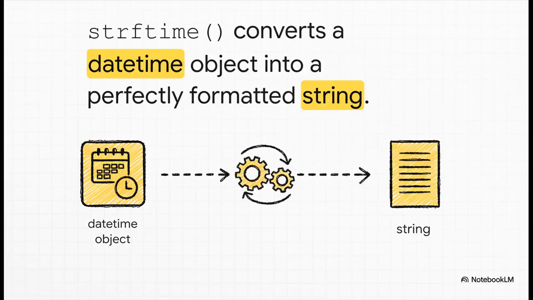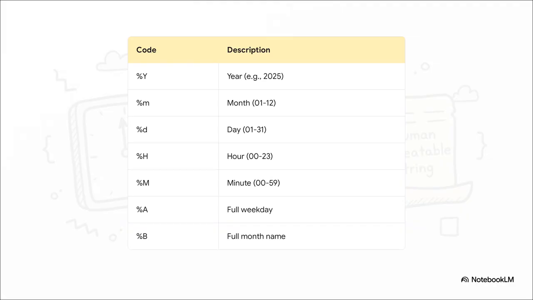Well, it's pretty straightforward. You just take your datetime object and you call the strftime method right on it. The only thing you have to give it is a special string of format codes. Seriously, just think of that format string as a blueprint that tells Python exactly how you want the final text to look. And these format codes, this is where the real magic happens.